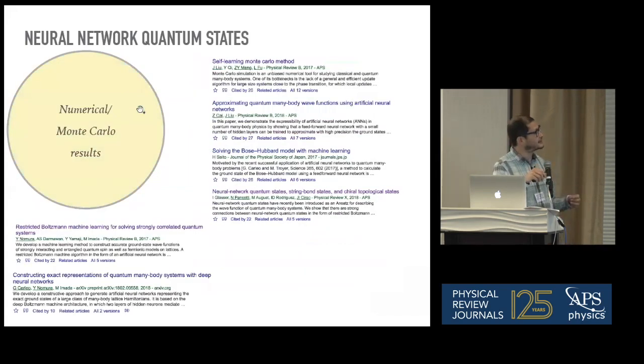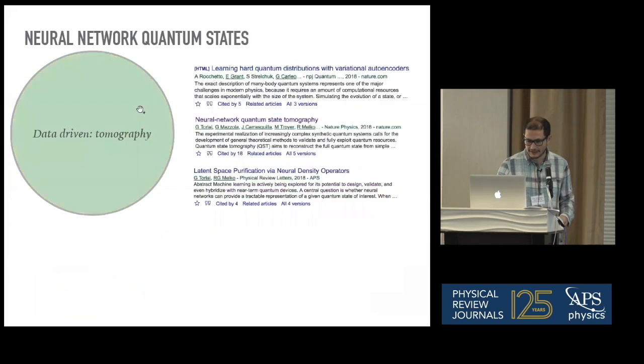There are numerical and Monte Carlo results, so self-learning Monte Carlo, which is using RBMs to accelerate Monte Carlo simulations. And more. I mean, there's a lot of stuff happening in this area. And it is exciting, right? It's starting to explore. We still have to really show that they can do much better than other methods. But it's an interesting research direction that I think is promising.